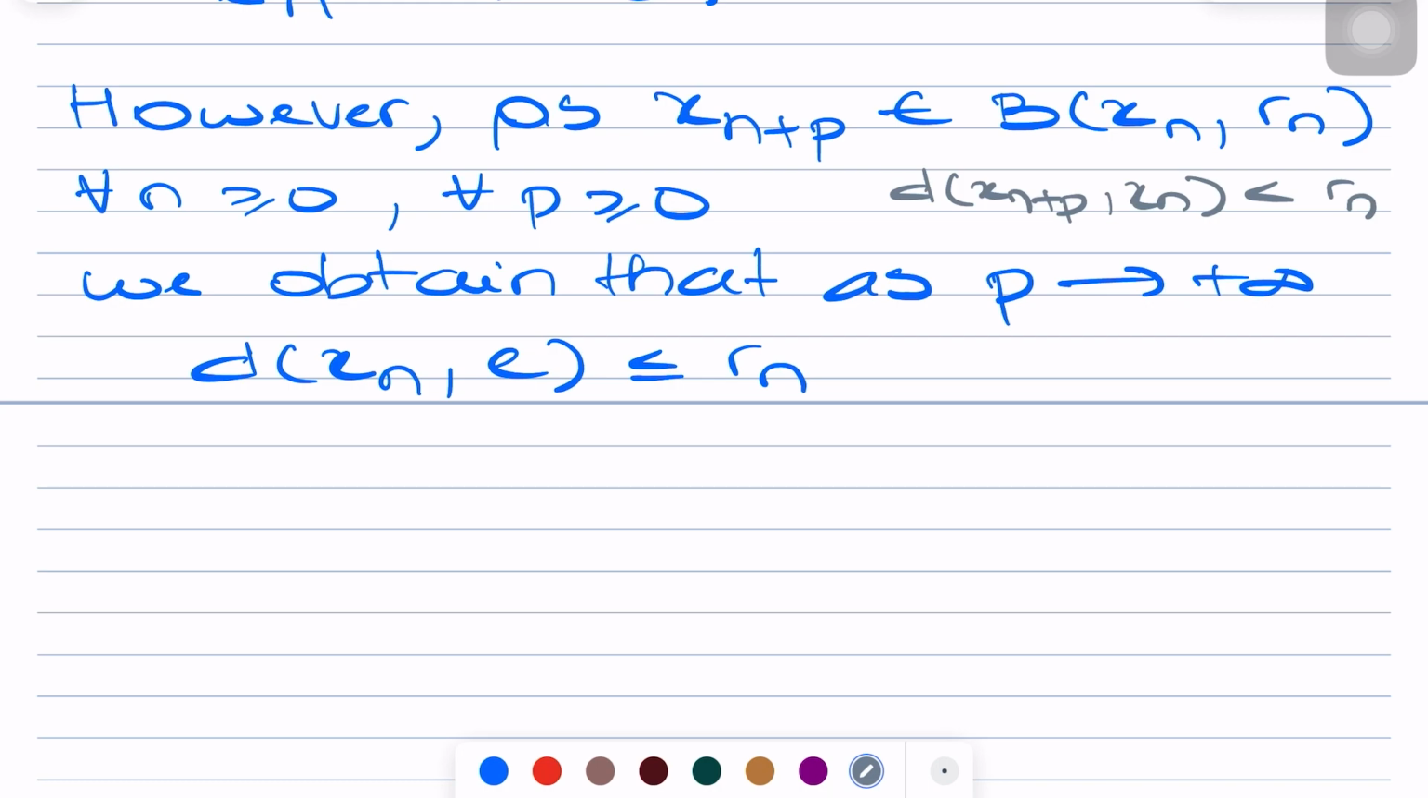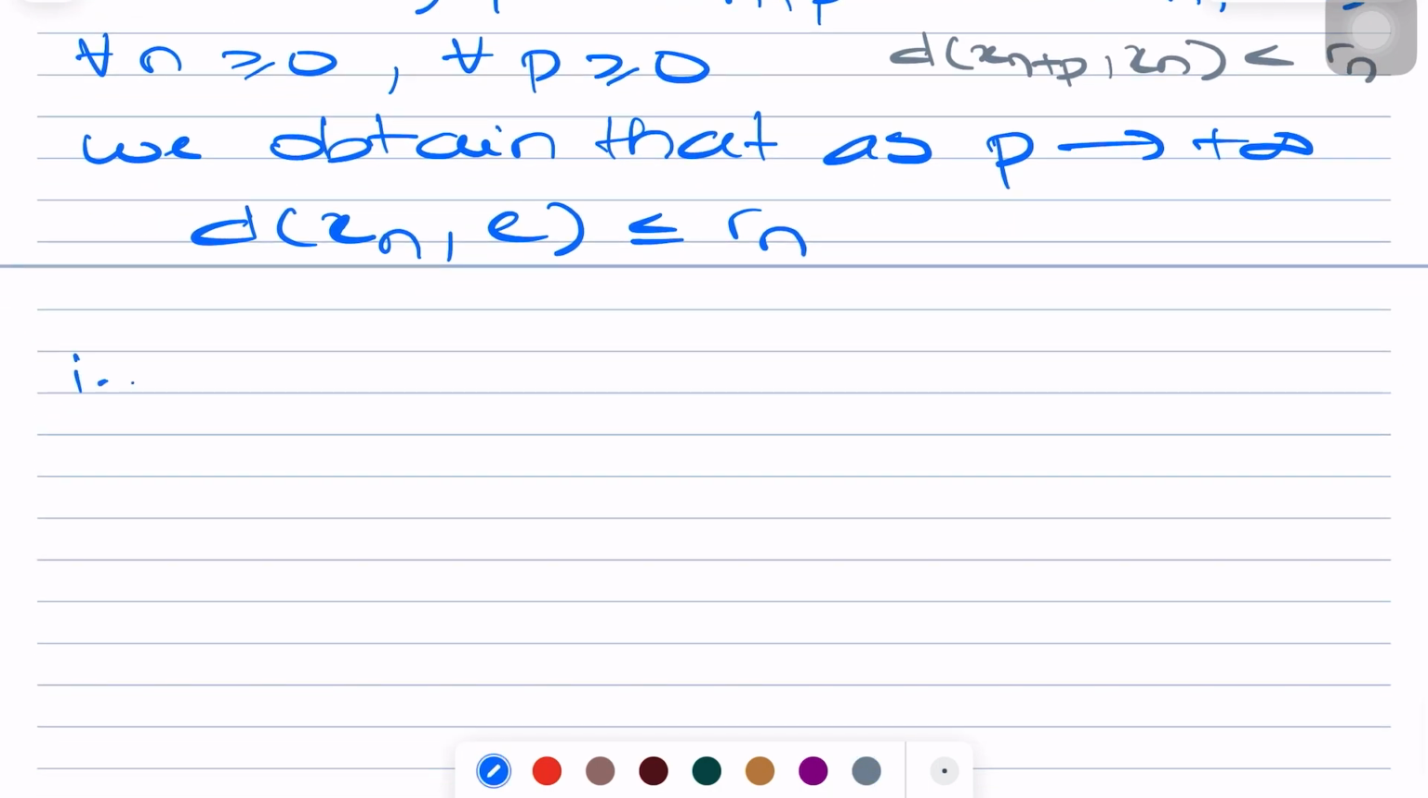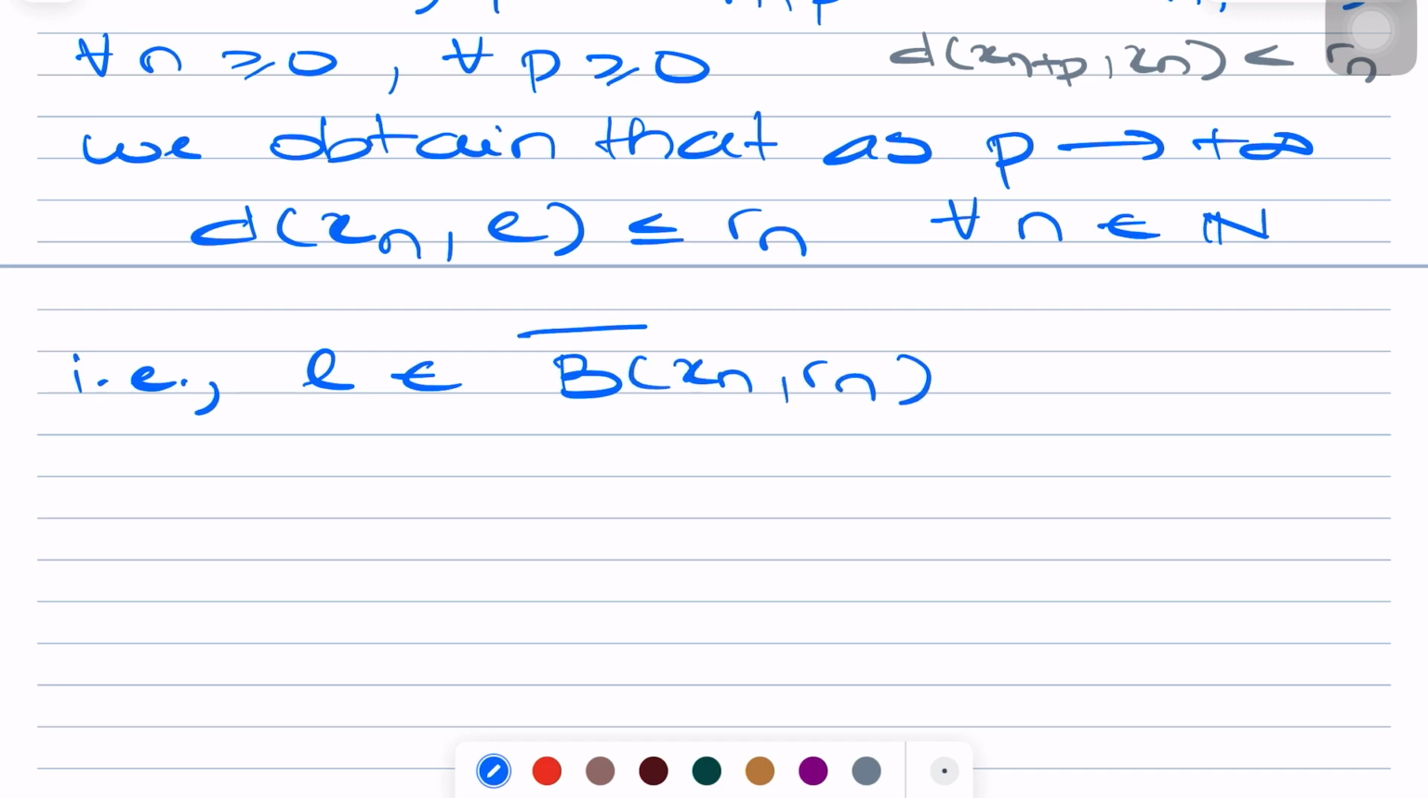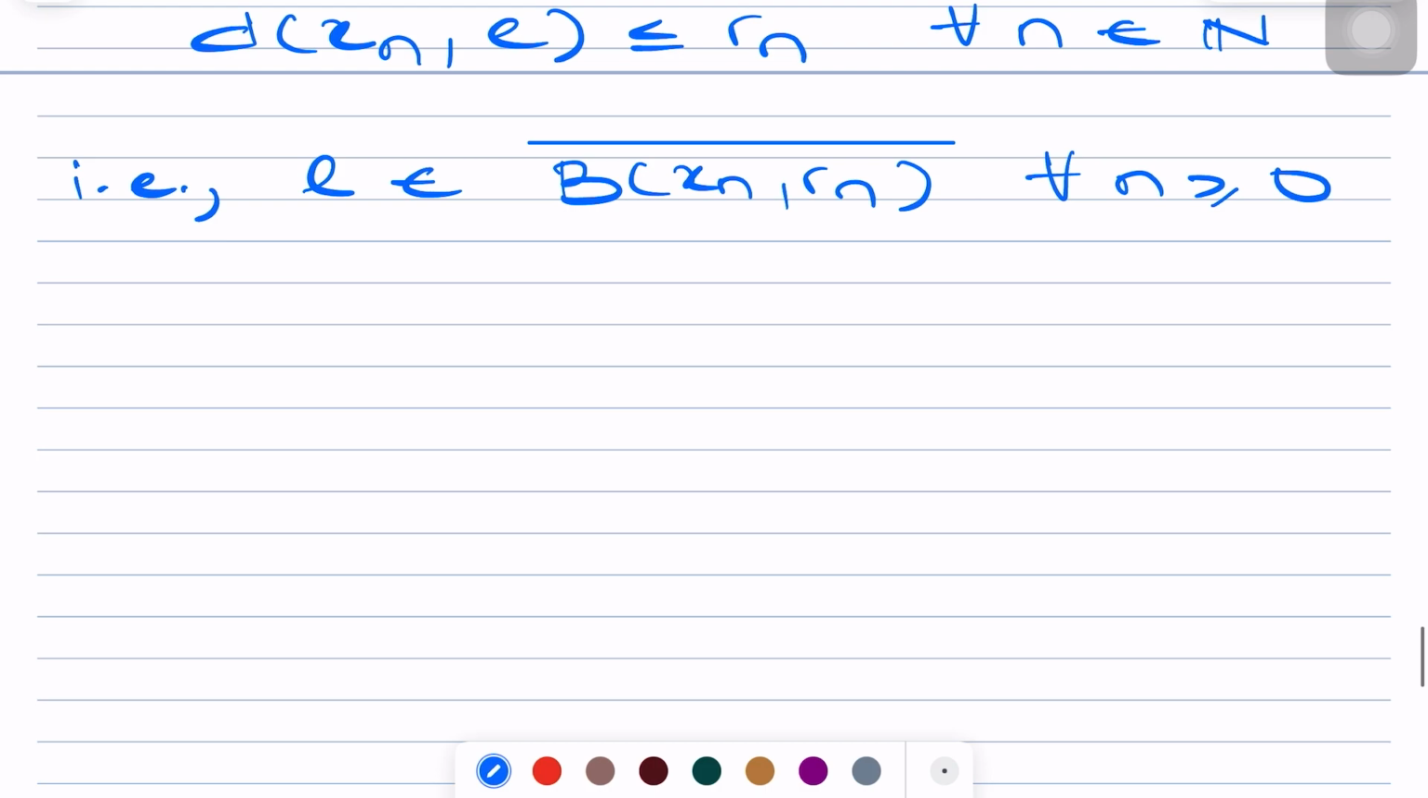So this means L is actually, this holds for every n, of course, right? So this means L is in the closure of this ball, for every n greater or equal than 0. So this means L belongs to the intersection of all those balls, because the above relation holds for every n.